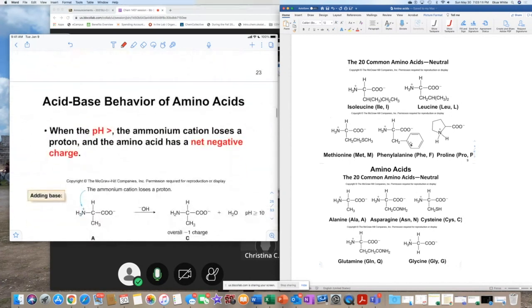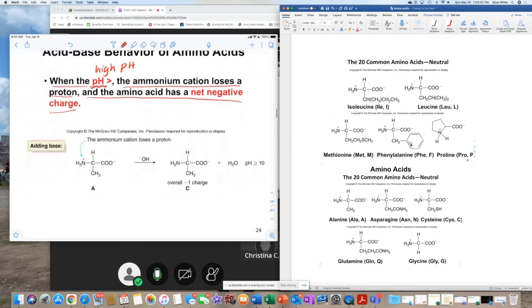Okay? What if the environment is not acidic and it's basic? When you have a high pH, that's synonymous with being rich in OH minus, these negative ions called the hydroxide ions. So that's high pH. When the pH is high, the ammonium cation loses the proton and the amino acid has a net negative charge. Let's see how this happens.